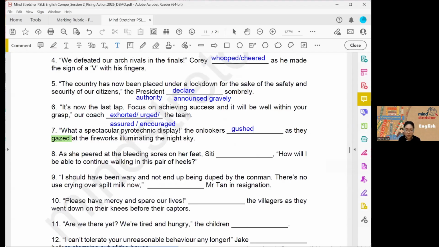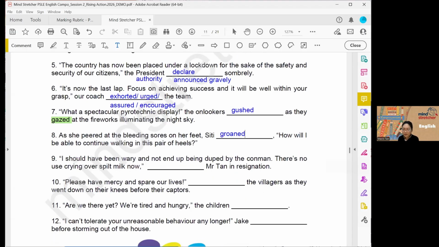As she peered at the bleeding sores on her feet, Cindy groaned, how will I be able to continue? So this person is not okay. She is sad. So groan. Oh, how will I be able to continue walking in this pair of heels? I should have been wary and not end up being duped by the con men. There's no use crying over spilt milk now.